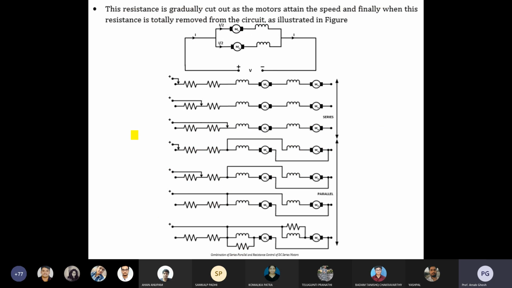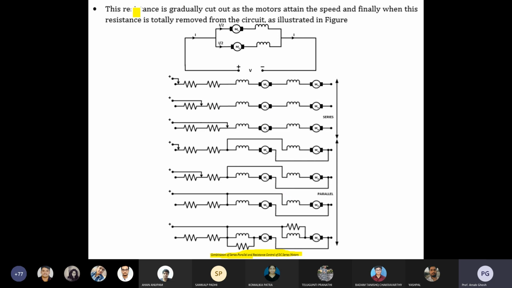Now other types of configurations are also possible. Here you can see different configurations: series-parallel combinations and the resistance control of the DC series motor. We are only considering 2 motors to show you the different configurations. If there are 6 motors, different combinations are also possible, so you can add another 4 motors and see their different configurations.